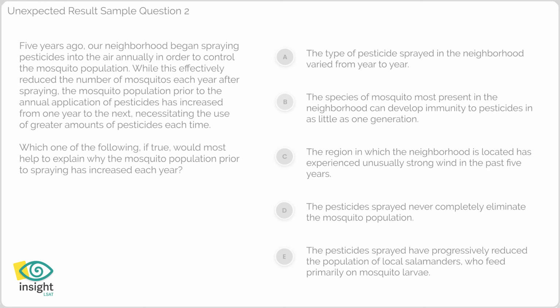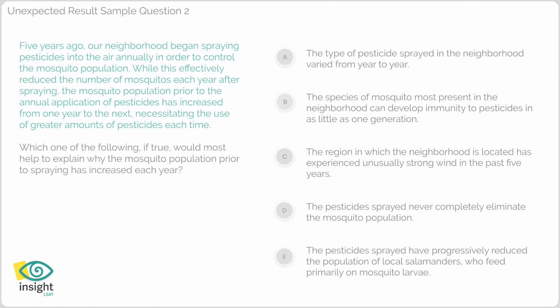And we're back. As usual, we start with the stem. Which one of the following, if true, would most help to explain why the mosquito population prior to spraying has increased each year? Okay, so this is what I meant by the specifics. The stem is telling us that there's something unexpected about the mosquito population, but we'll still have to do a little work to figure out what that is. Let's stay sharp as we read the passage.